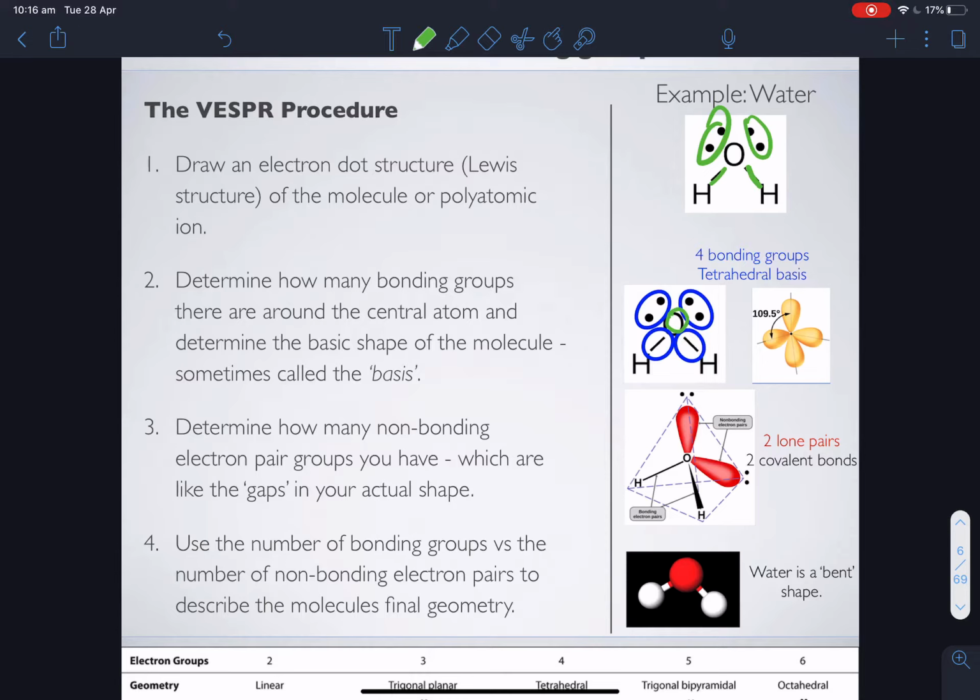Number 3 is determine how many non-bonding electron pair groups you have, which are like gaps in your actual shape.